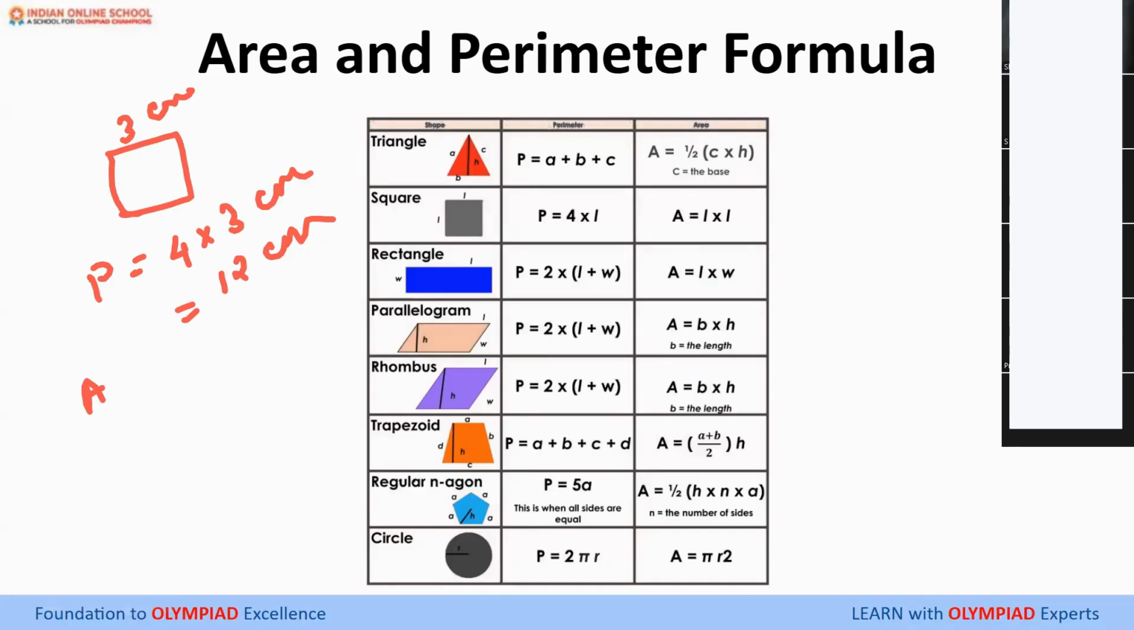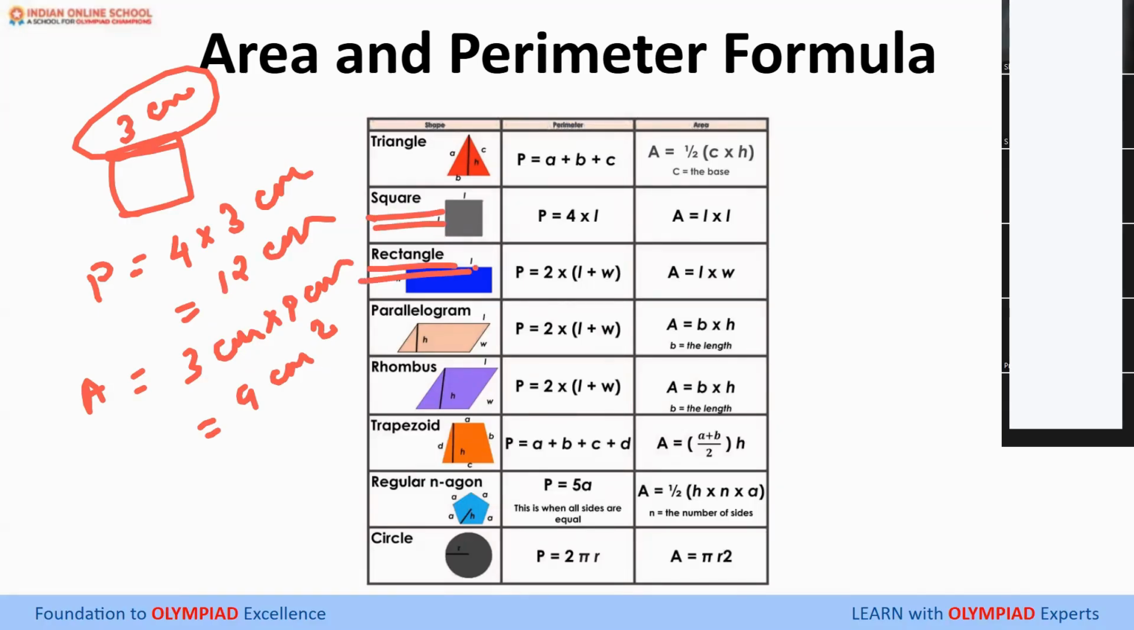Ma'am, 12 centimeter, I was about to tell you. Okay. And area is side into side. 3 centimeter multiplied by itself. So 3 centimeter into 3 centimeter, that's 9 centimeter square. Okay, all of you? Got it? So that's how the area and perimeter of a square works.